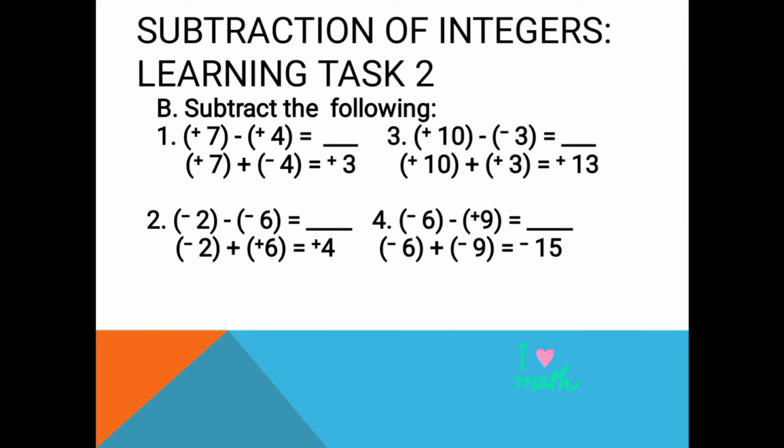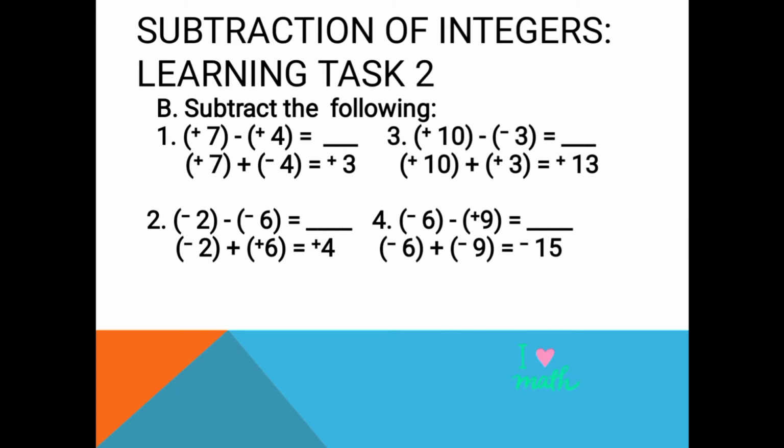Next, number 3. Positive 10 minus negative 3. So copy the first term, positive 10. Change the operation. The minus will become plus. Then change the sign of the subtrahend or the second term. Negative 3 will become positive 3. Since the same sign, you add. Positive 13 is our final answer. Number 4, negative 6 minus positive 9.